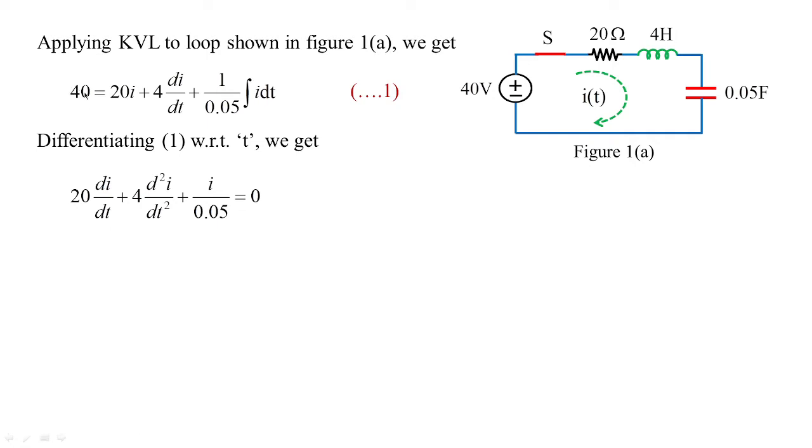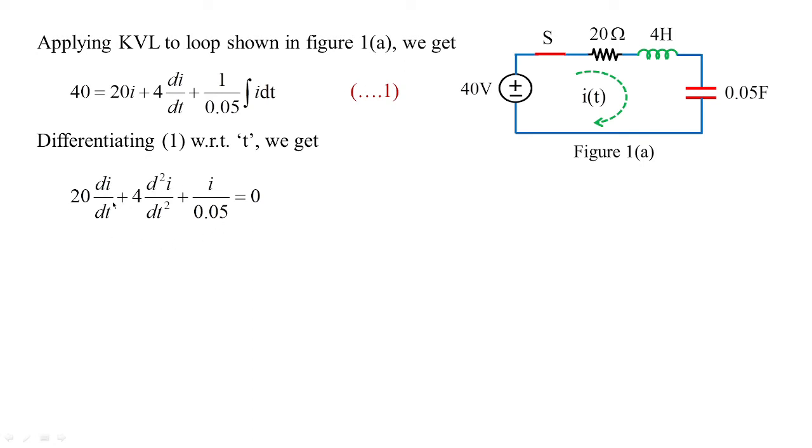It's a constant 40, so it becomes 0. Derivative of constant is 0 and you have 20 here and you have I here, so this becomes 20 di by dt plus 4. Already there is a differentiation of one time and we are differentiating it with respect to t, so this becomes d square I by dt square plus differentiation of integration is I, which is equal to 0. I hope you understood how we framed this equation from equation 1.